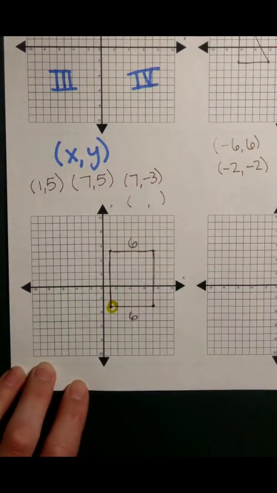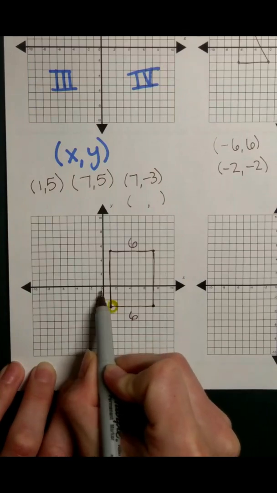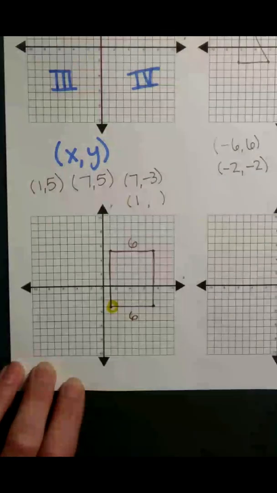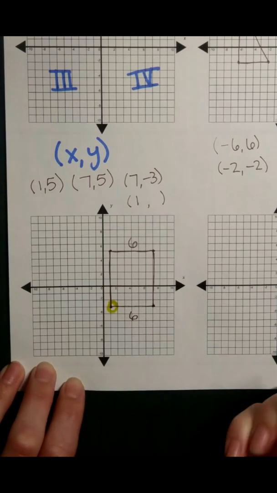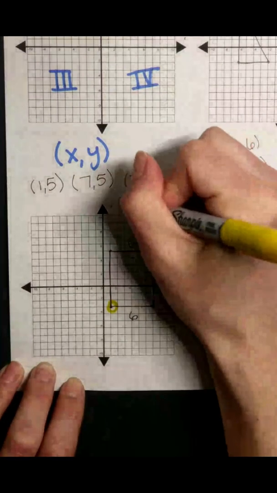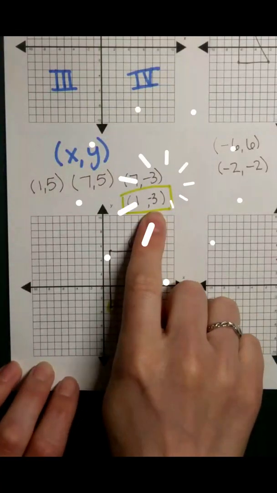What is its location? Well, start from the origin. In order to get to this point, I have to go over 1, so that's a positive 1 for the x. And then I have to go down 1, 2, 3. So that's a negative 3 for the y. So the point that we needed to determine is (1, -3).